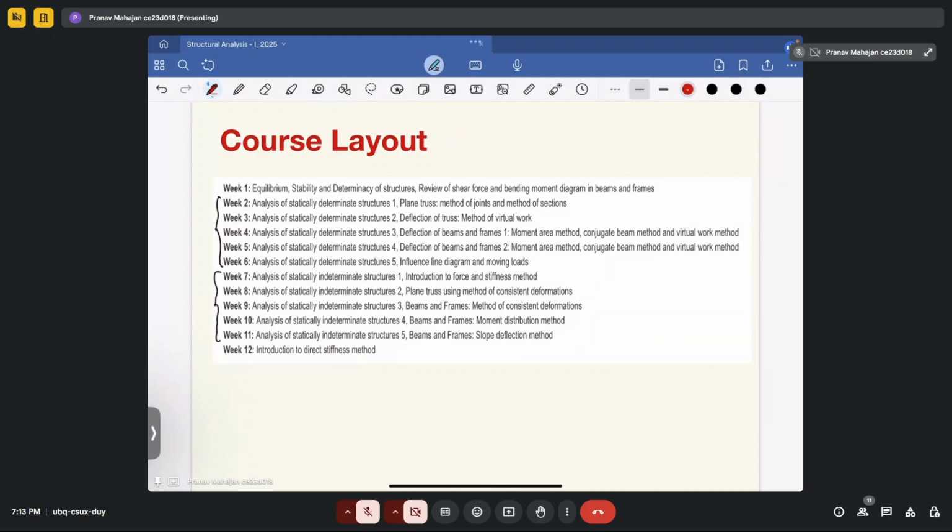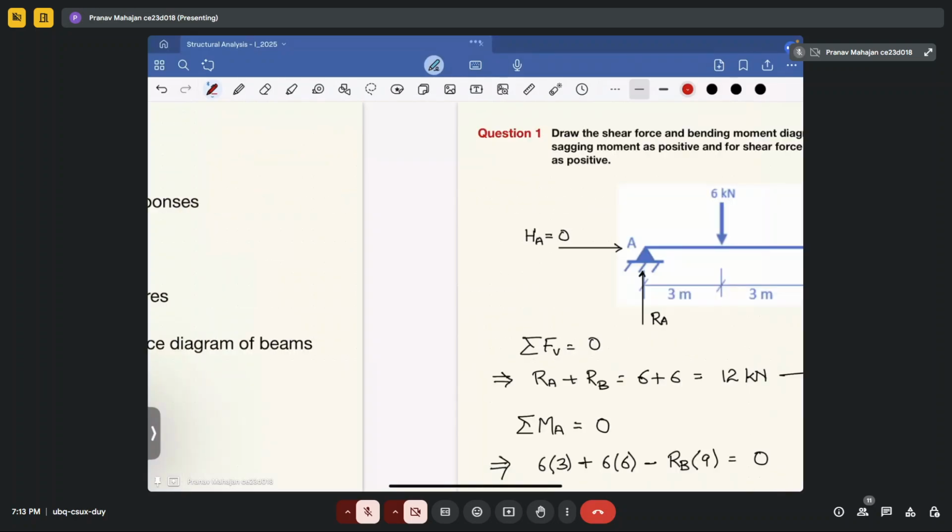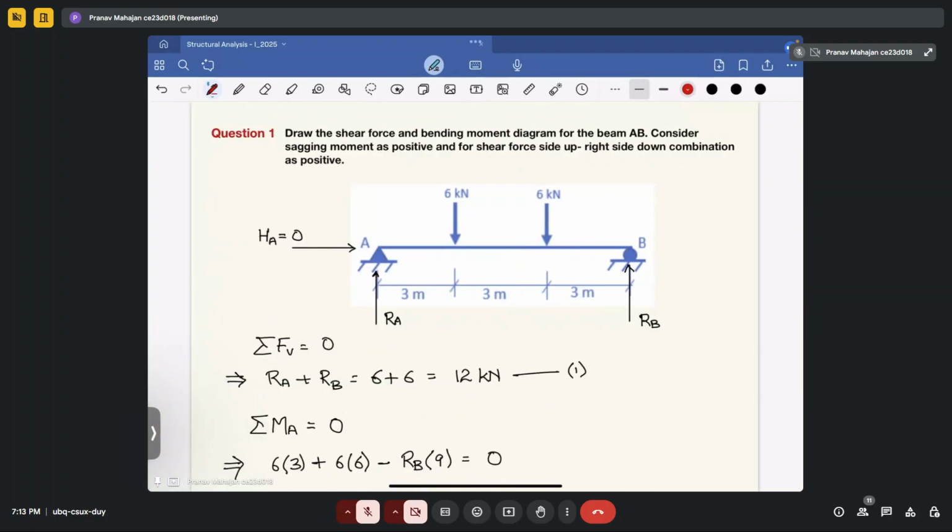After that, we will solve the problems related to beams as well as frames using moment area method, conjugate beam method and virtual work method, which will conclude your analysis of statically determinate structures. I think everyone would have learned how to solve the problems related to shear force and bending moment diagram and to determine the indeterminacy in the structure. And how to calculate the degree of kinematic indeterminacy or degree of freedom of a particular beam, we have seen in this session.